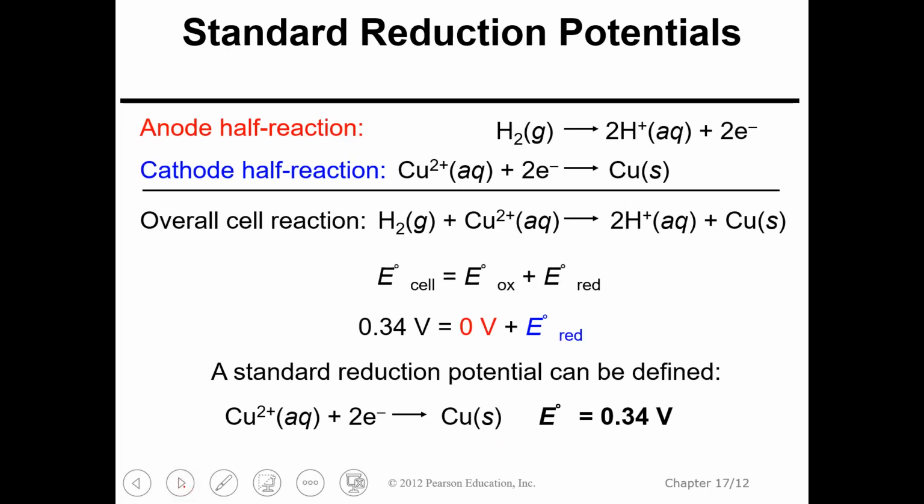So for example, if we look at this cell that we were just talking about, in this case hydrogen acts as our anode and gets oxidized, and we have copper as our cathode. Well, we have defined the standard hydrogen electrode to have a cell potential of 0 volts. So if we measure a potential of 0.34 volts for the cell, that means that copper can be defined as having a cell potential of 0.34 volts.